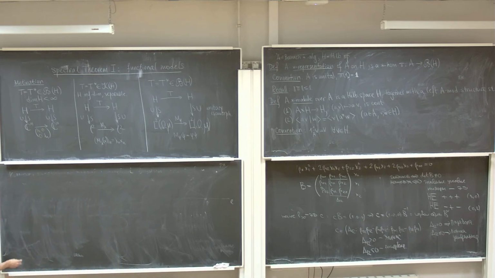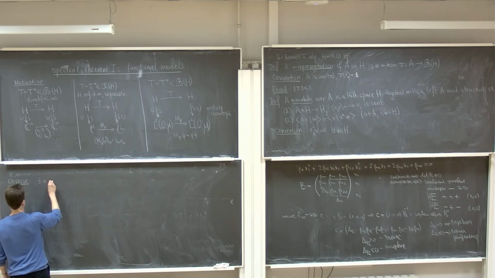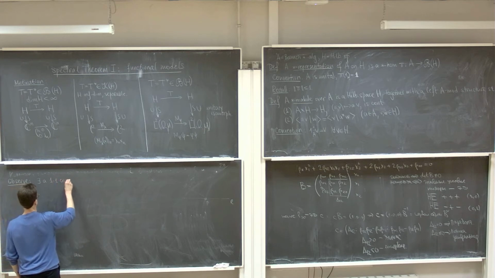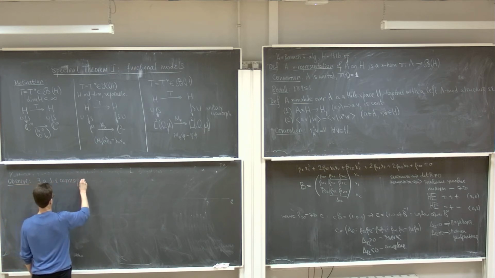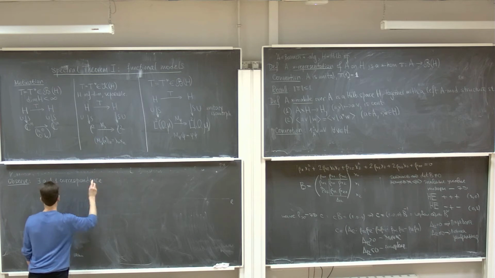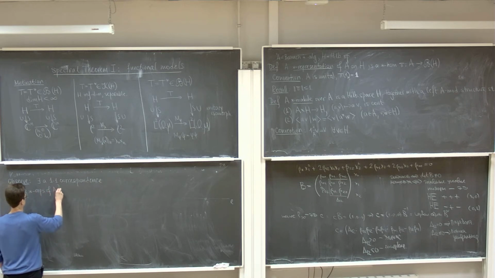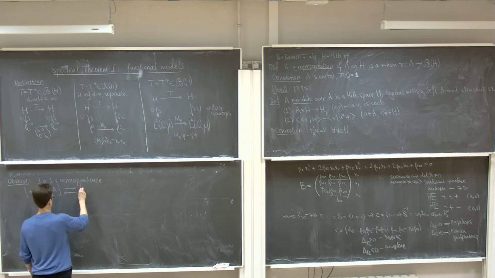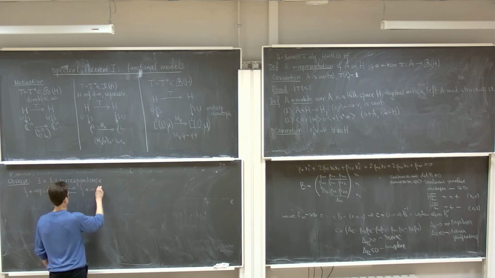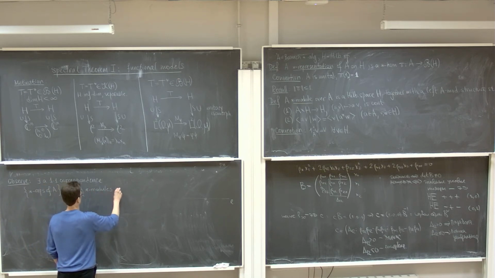Okay, let's now observe that, in fact, there is a one-to-one correspondence between star representations and star modules. There is a one-to-one correspondence between the collection of all star representations of A and the collection of all star modules over A.